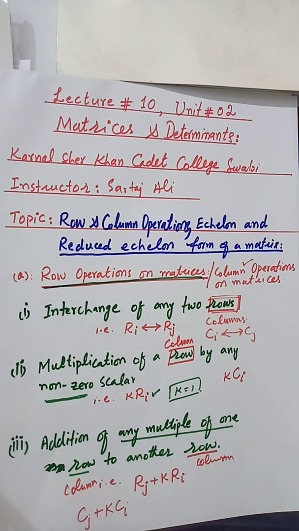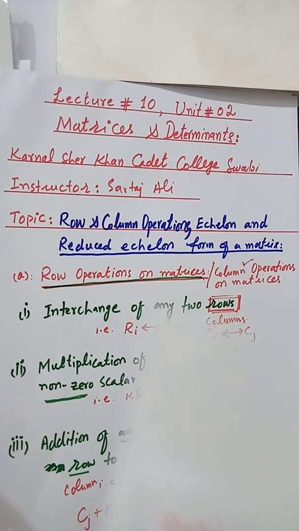Now when a matrix is obtained by a finite number of row operations or by a finite number of column operations, the matrix which you obtain is said to be row equivalent to the original matrix. If you do the elementary row operations, it is row equivalent, and if you do the elementary column operations, then that matrix is said to be column equivalent to the original matrix.